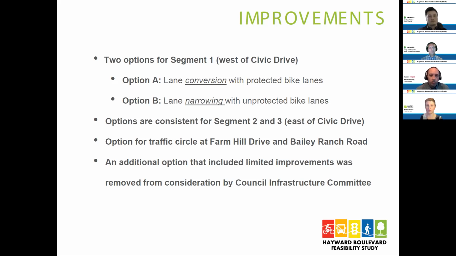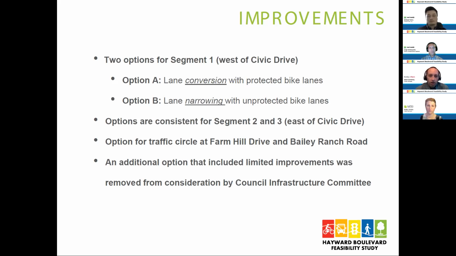For segments 2 and 3, we have a single set of improvements that we'll talk about here in a second. So there aren't options for segments 2 and 3. Obviously, there's always an option of keeping what's out there today, but we have one set of improvement options there. We do have another improvement opportunity, and that is to provide traffic circles at Farm Hill Drive and Bailey Ranch Road. So I'll touch on that in a second.